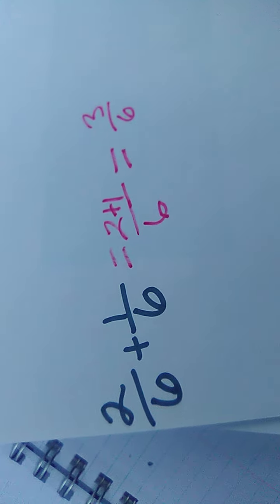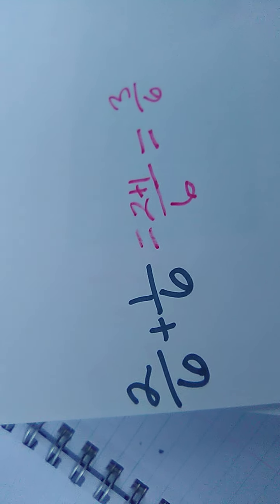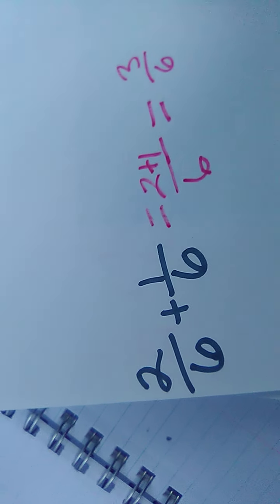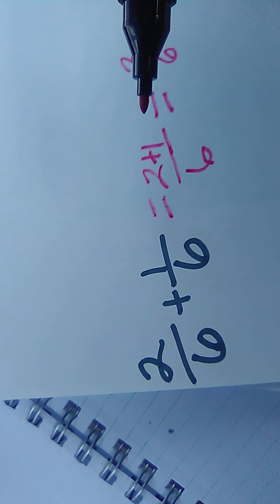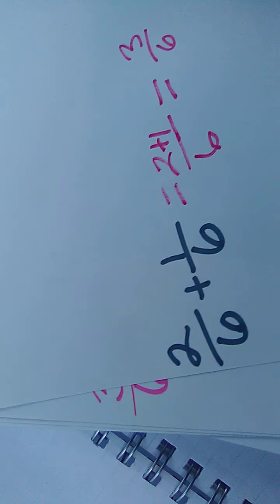Once again, we can simplify it. We cannot. We could just leave it. I'm not going to be focusing much on simplifying. So we got 2 sixths plus 1 sixth is 3 sixths. All right, so not too hard, right?